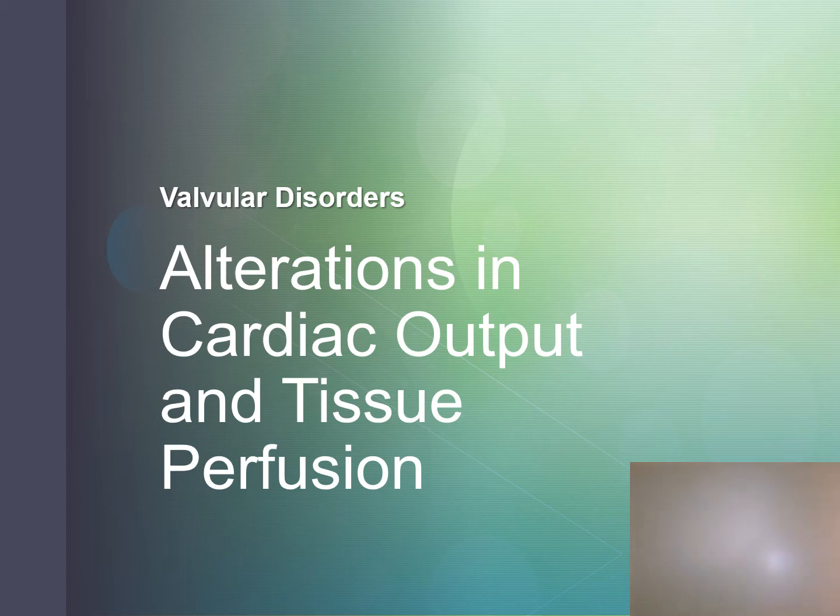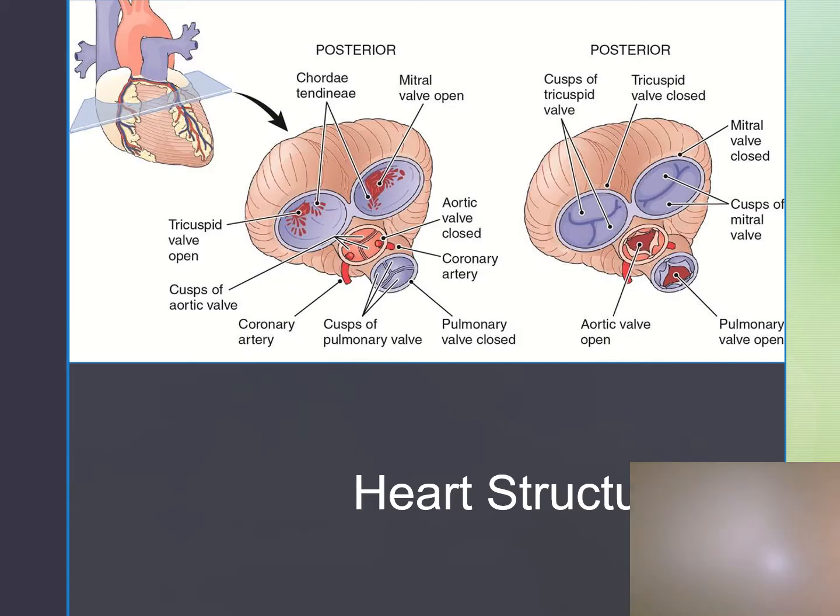Alterations in cardiac output and tissue perfusion, valvular disorders. Heart structures help maintain the normal function of the heart. There are 4 cardiac valves: aortic, mitral, tricuspid, and pulmonic.